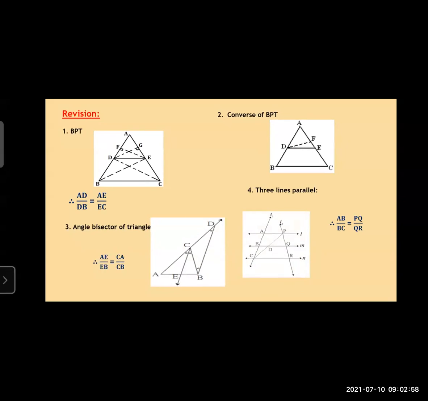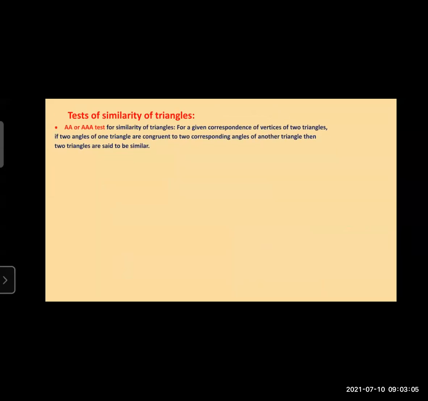Okay. And in the next lecture, we discuss the tests of similarity. There are three tests of similarity. AA test: for given corresponding vertices of triangles, if two angles of a triangle are congruent to two corresponding angles of another triangle, then we say that these two triangles are similar. Okay, means two corresponding angles should be congruent.